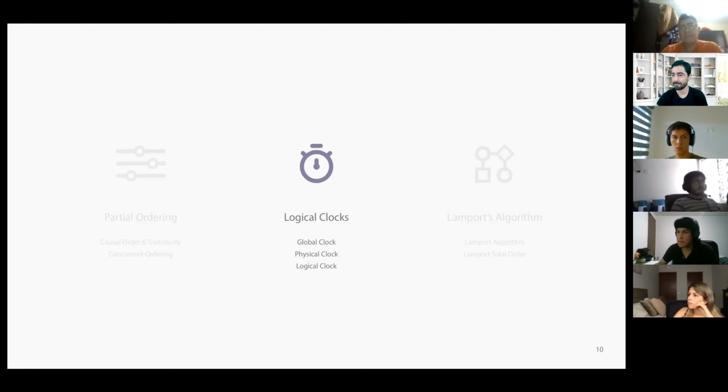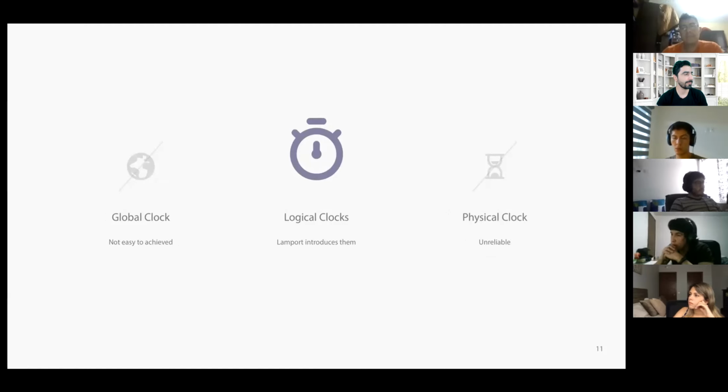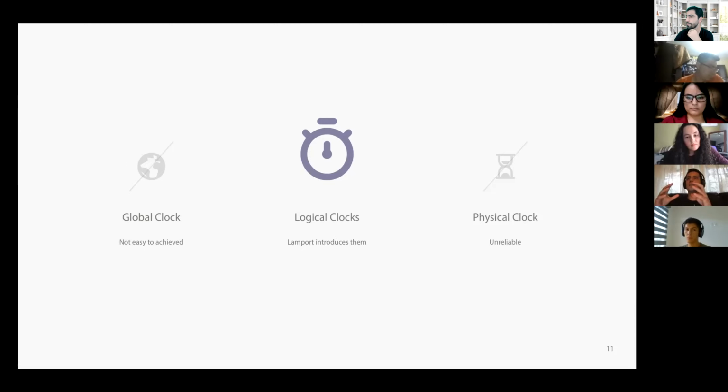So now let's talk about logical clocks. When we are talking about time in distributed systems, we cannot use a global clock because that's not easy to achieve, because of the different locations and all the different problems that we could have. The same happens with a physical clock, because a physical clock is attached to a physical object, and we are talking about something that could be in different physical places. So then we can talk about logical clocks, and that's something that Lamport introduced.